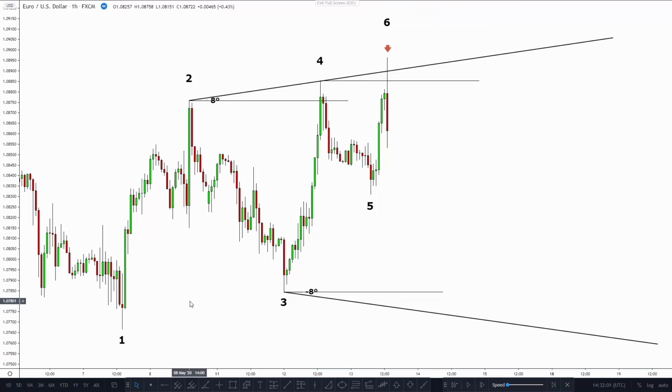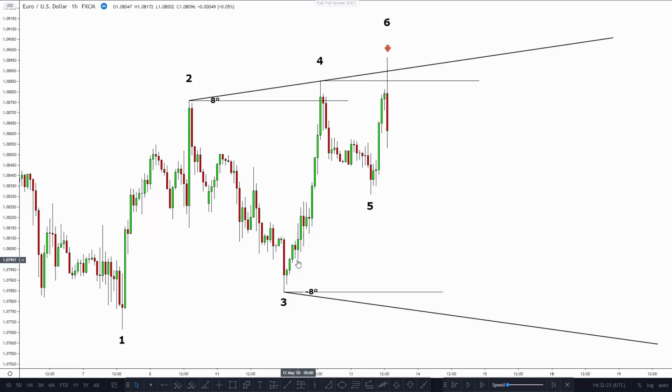We can project a line with a negative 5-degree angle to low number 3, and then we have a good projection for an expanding pivot formation. Here we can also take advantage of the fact that we already know that the most important high on this chart is high number 4, and not high number 6, because number 6 depends on number 4 in order to have its meaning in a way.